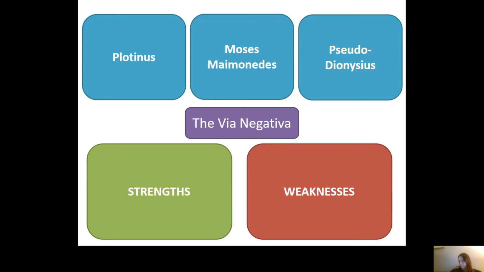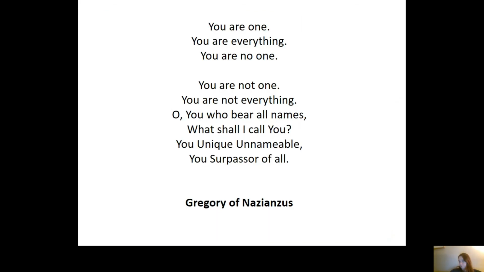Right, on the worksheet that I've sent you, you've got this as well. This is a poem by someone called Gregory of Nazianzus. He wrote about God: "You are one, you are everything, you are no one, you are not one, you are not everything. Oh, you who bear all names, what shall I call you? You unique and nameable, you surpasser of all."